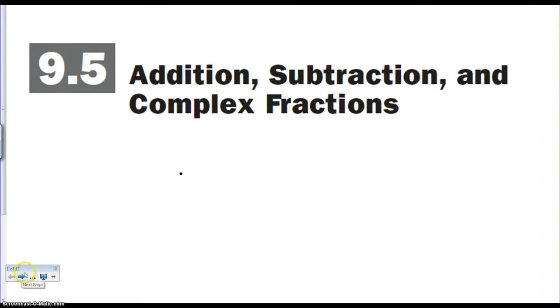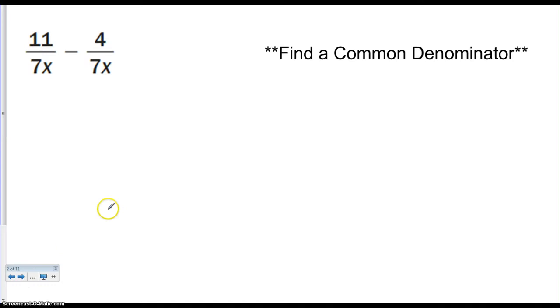We're looking at adding and subtracting complex fractions. Let's look at this question here, okay? What I want to do is combine these two things.